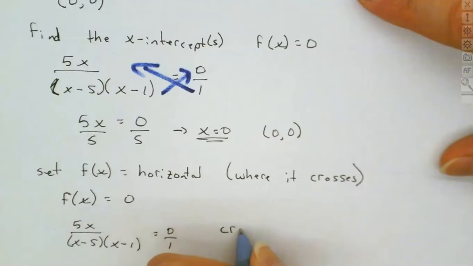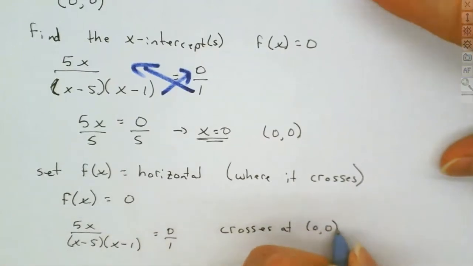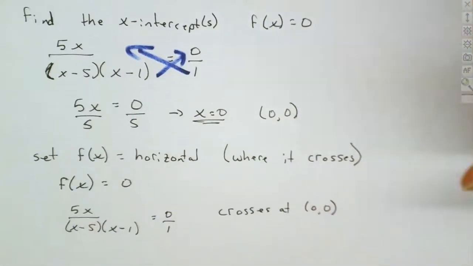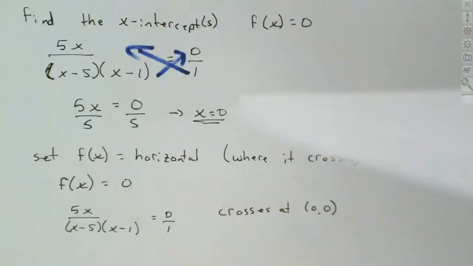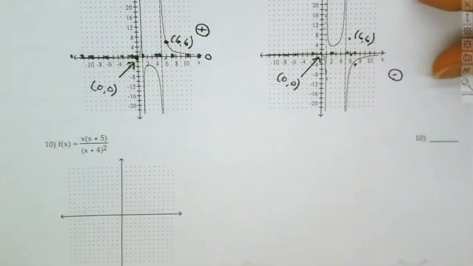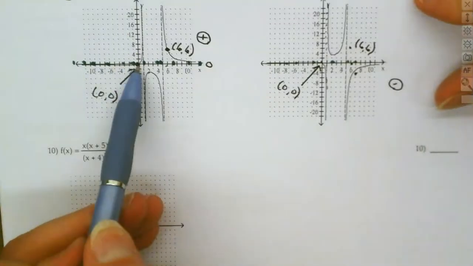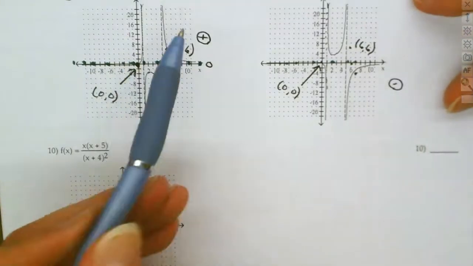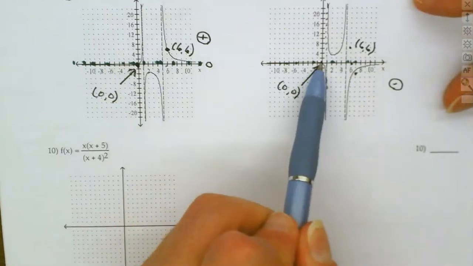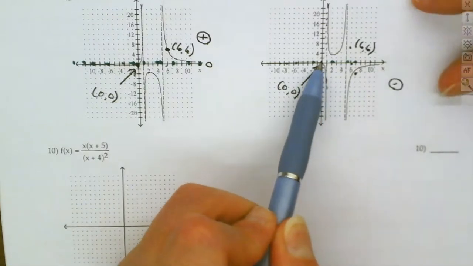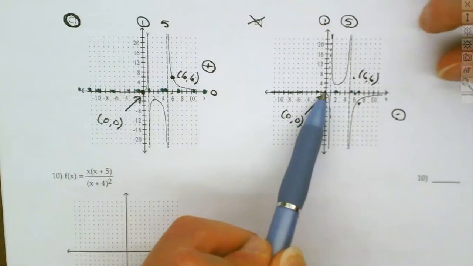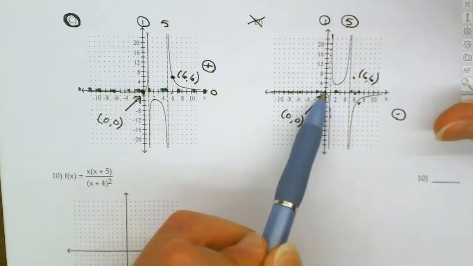So it crosses now at 0, 0. So we just did that. We don't need to do it again. So these both cross at 0, 0. We go back and look, right? Look at this one. It crosses right there at 0, 0. This one also crosses right here at 0, 0. So we haven't got rid of either of the graphs yet. How do we figure out which one of these it is?